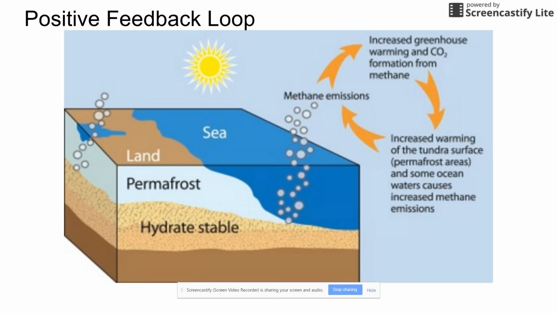Let's go over a few examples. We're going to first talk about positive feedback loops. Over here, you see that increased greenhouse warming results in more tundra being melted. And in the tundra, there's stored methane. As the tundra melts, the methane gets released. So you get increased methane emissions, which leads to more greenhouse warming, which leads to more tundra being melted, which leads to more methane emissions being released, and so on in this circular fashion.